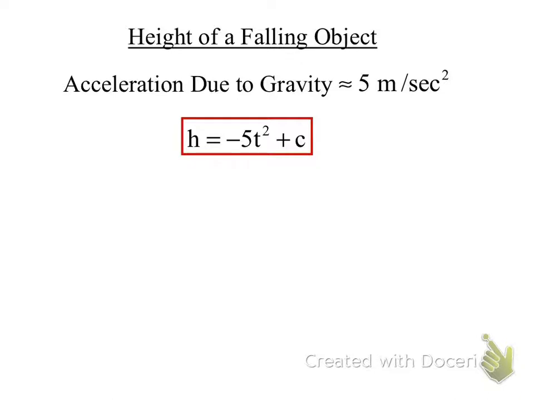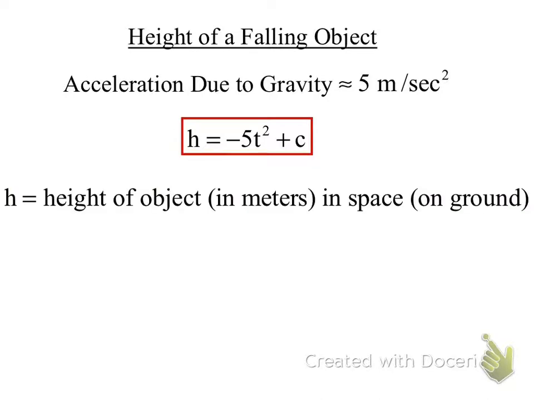So all you really need to know are what are the different parts of it. Yes? Are you still recording? Yeah. Thank you for reminding me. So let's talk about C or H. I like to say this is your ending height. H is your ending height. Height of an object in space or on the ground. It's your ending height.